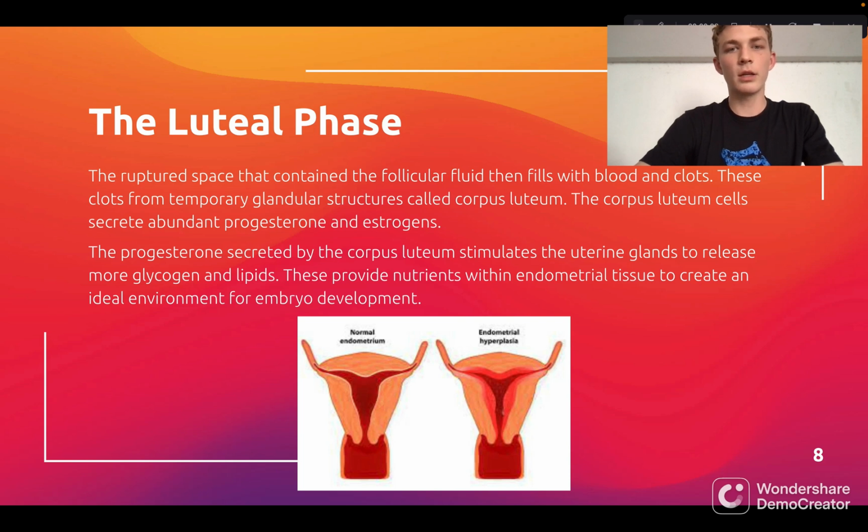The ruptured space that contained the follicular fluid then fills with blood and clots. These clots form temporary glandular structures called the corpus luteum. The corpus luteum cells secrete abundant progesterone and estrogens. The progesterone secreted by the corpus luteum stimulates the uterine glands to release more glycogen and lipids. These provide nutrients within endometrial tissue to create an ideal environment for embryo development.